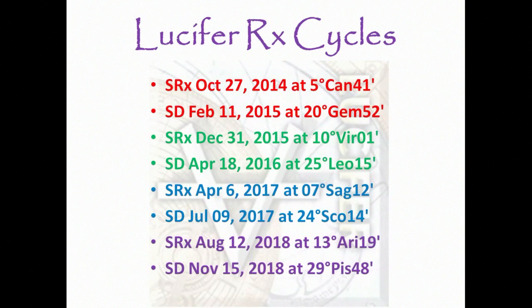You can copy these down with your PDF as you want to. You can see its next retrograde will come October 27th of this year, 5-6 Cancer, back to February 11th, 21 Gemini. And then you see the one after that, Virgo back to Leo. And then the one in 2017, Sag back to Scorpio. And then Aries to Pisces again.